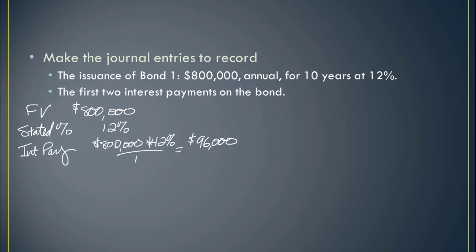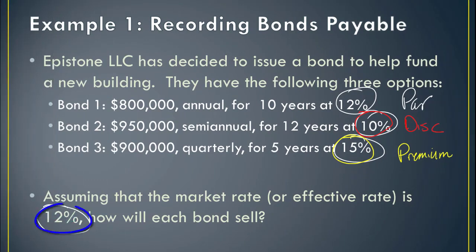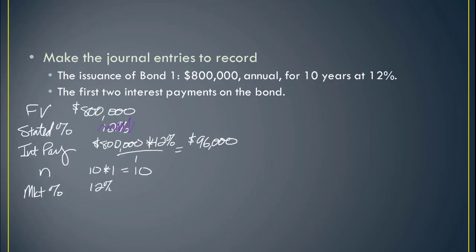Once I know that it's going to be a par value bond, which I do, and I know what my interest payment is, then I don't need this rate anymore, and I don't want to accidentally use it, so I'm going to cross it out. Next, I need to know my N, and my N is going to be the number of years times the payments per year, so it's going to say 10. And I need to know my market, or effective rate, which is the rate that we were given before for all of these bonds. So let's go back and just take a quick look. It's this number, right down here, this 12%. So I'm going to use that in my information, 12%. Again, divided by the number of payments per year, so it's going to stay 12% in this case.